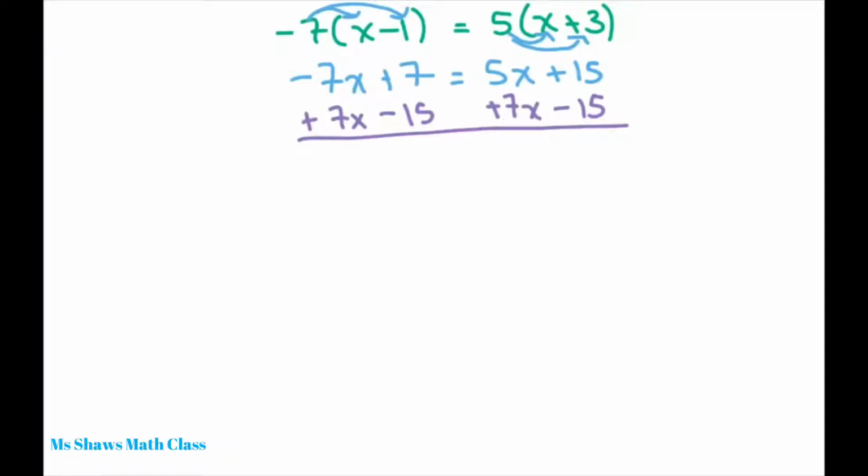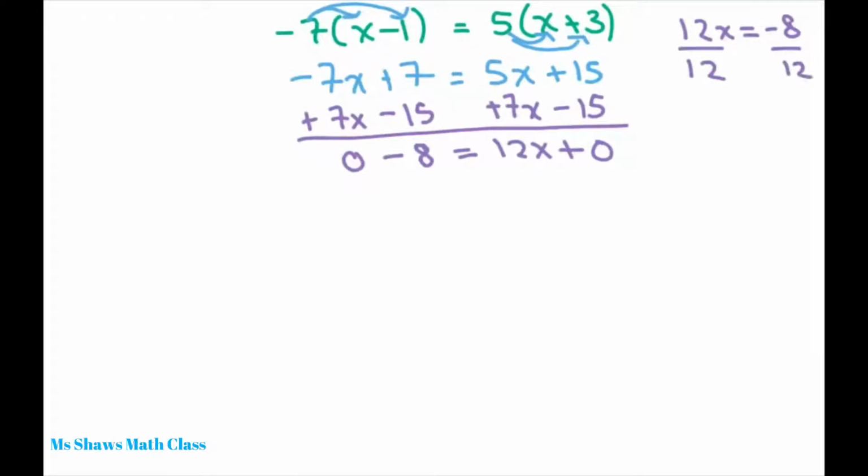So what we get is 0 minus 8 equals 12x. Now, since we have negative, I can write this as 12x equals negative 8. And so therefore we have, if you use your division property, you get x equals negative 8 over 12. We'll go ahead and reduce that.